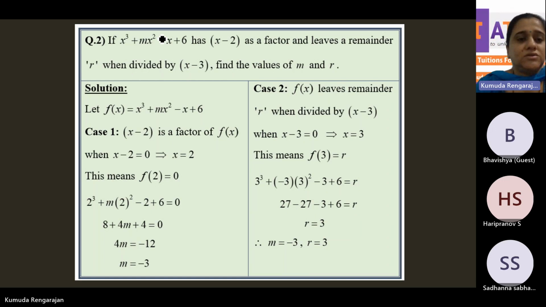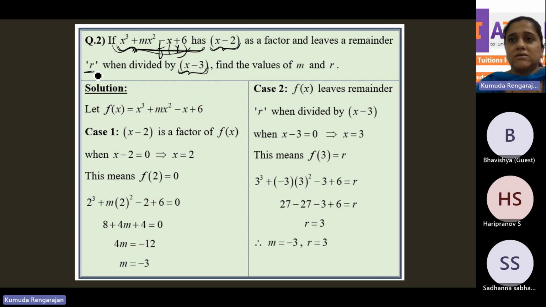So children, this is the dividend, and we've called it f of x. We have two divisors. This one is a divisor. This one is also a divisor. When you divide f of x by x minus 2, the remainder is 0. But when you divide f of x by x minus 3, the remainder is r.